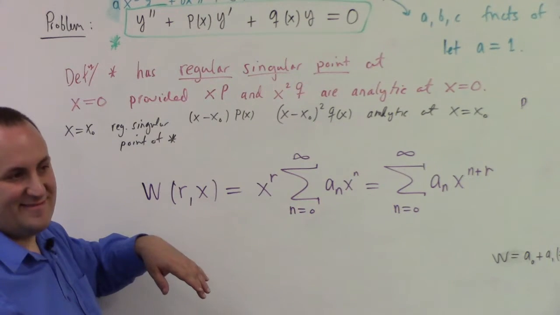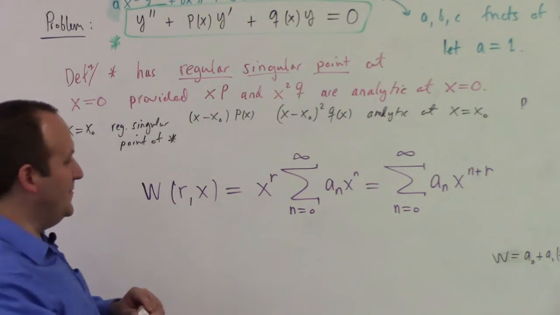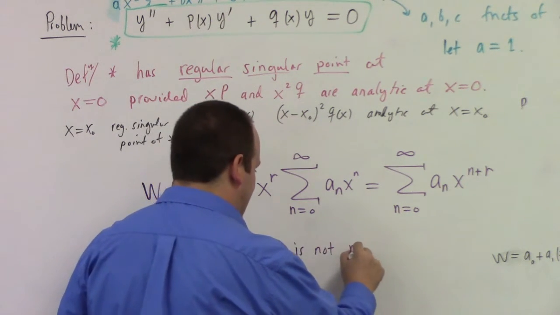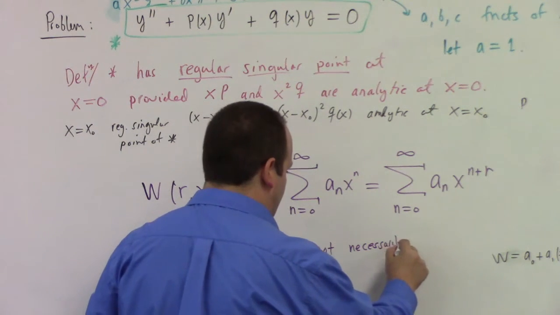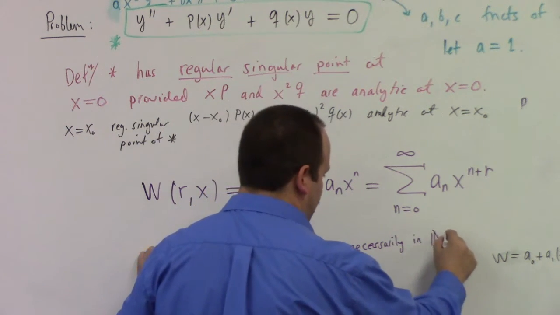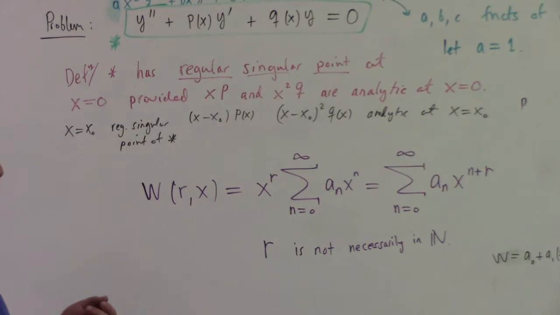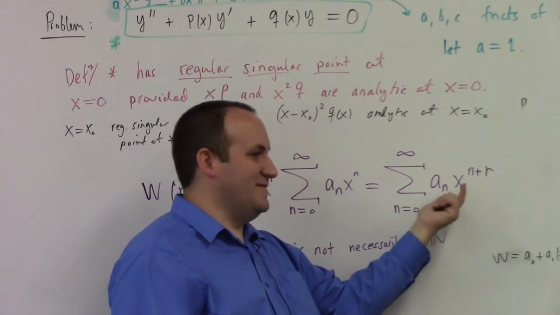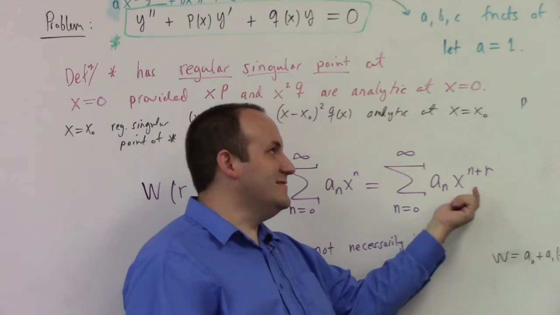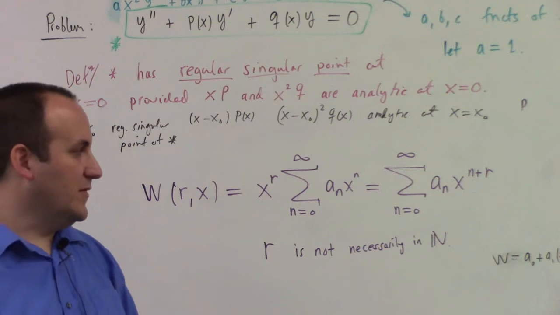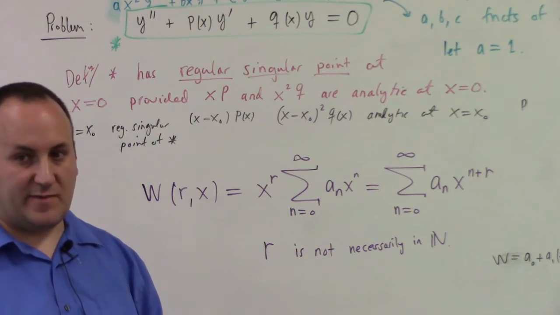Thing is, no, this is not a power series, generally speaking, because r is not necessarily in the natural numbers. In fact, we're going to find r could be irrational, like it could be a half, it could be a third. r could even be complex. So this is not a sum of power functions. It is a sum of non-integer power functions. It's a much broader class of functions as models.